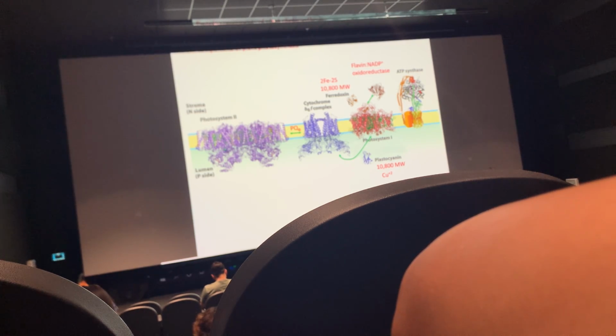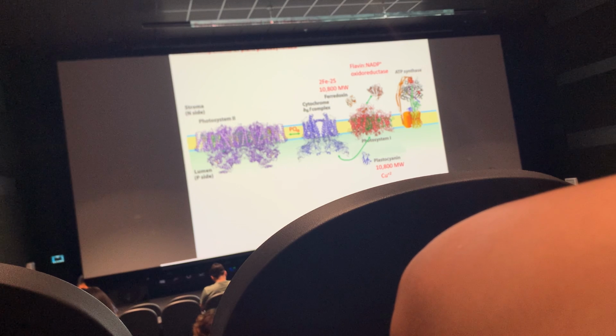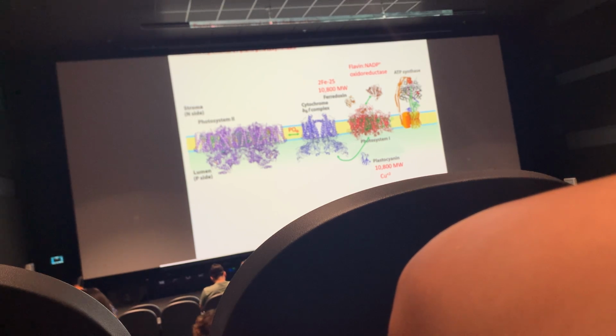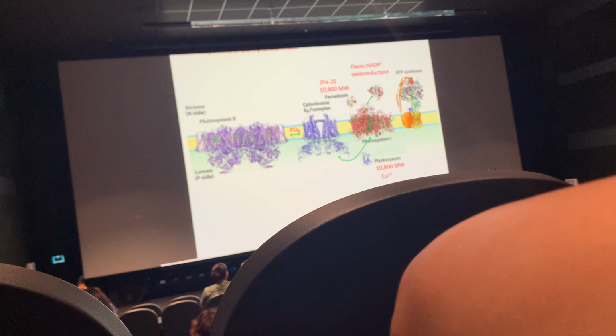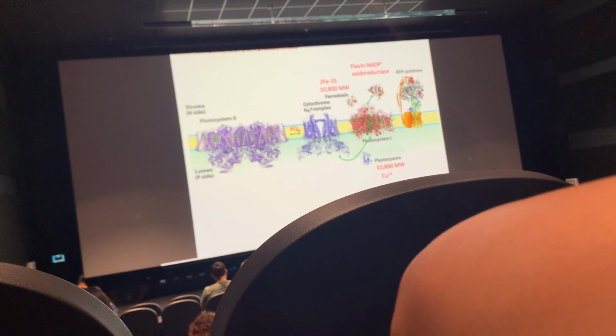But it can carry either one electron or two, and it always carries that electron with a proton. So it's carrying it as H dot or two H dots. And I'll show you the structure here in a minute for plastoquinone B. But the point is it's very similar to coenzyme Q in the mitochondria.